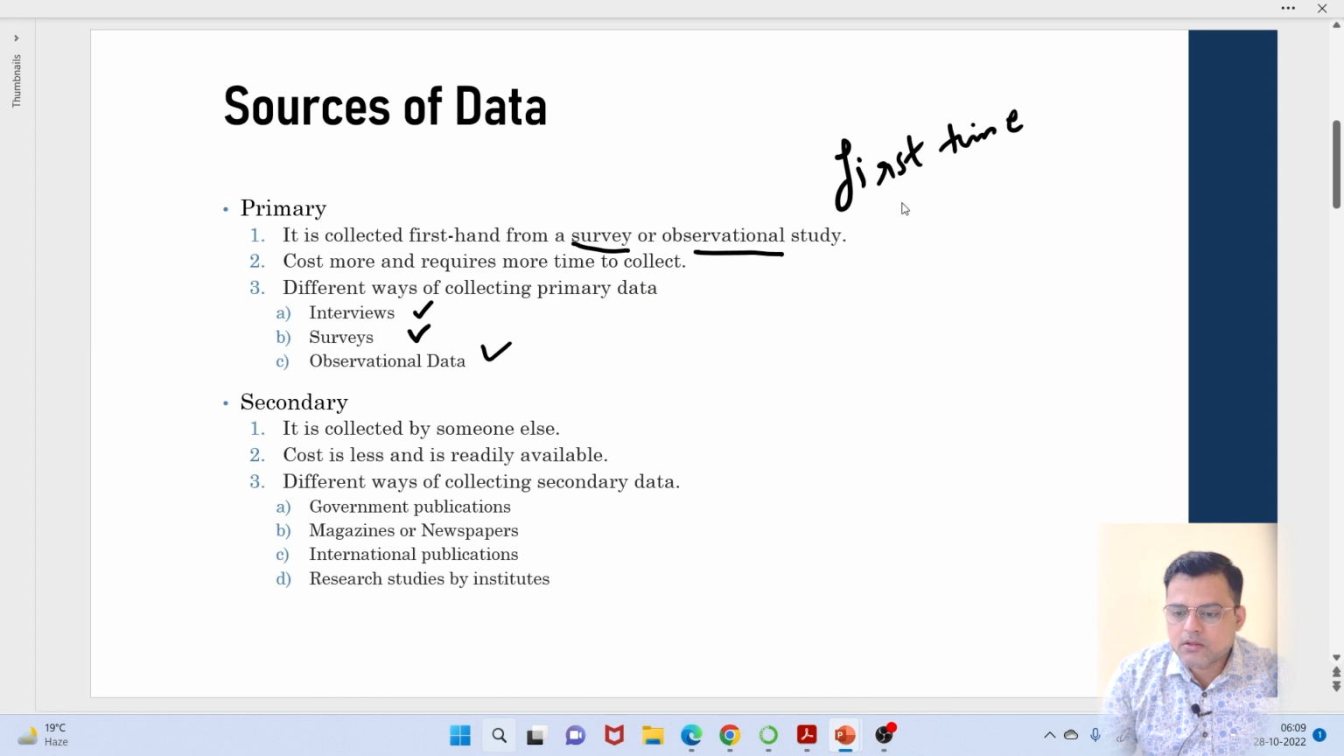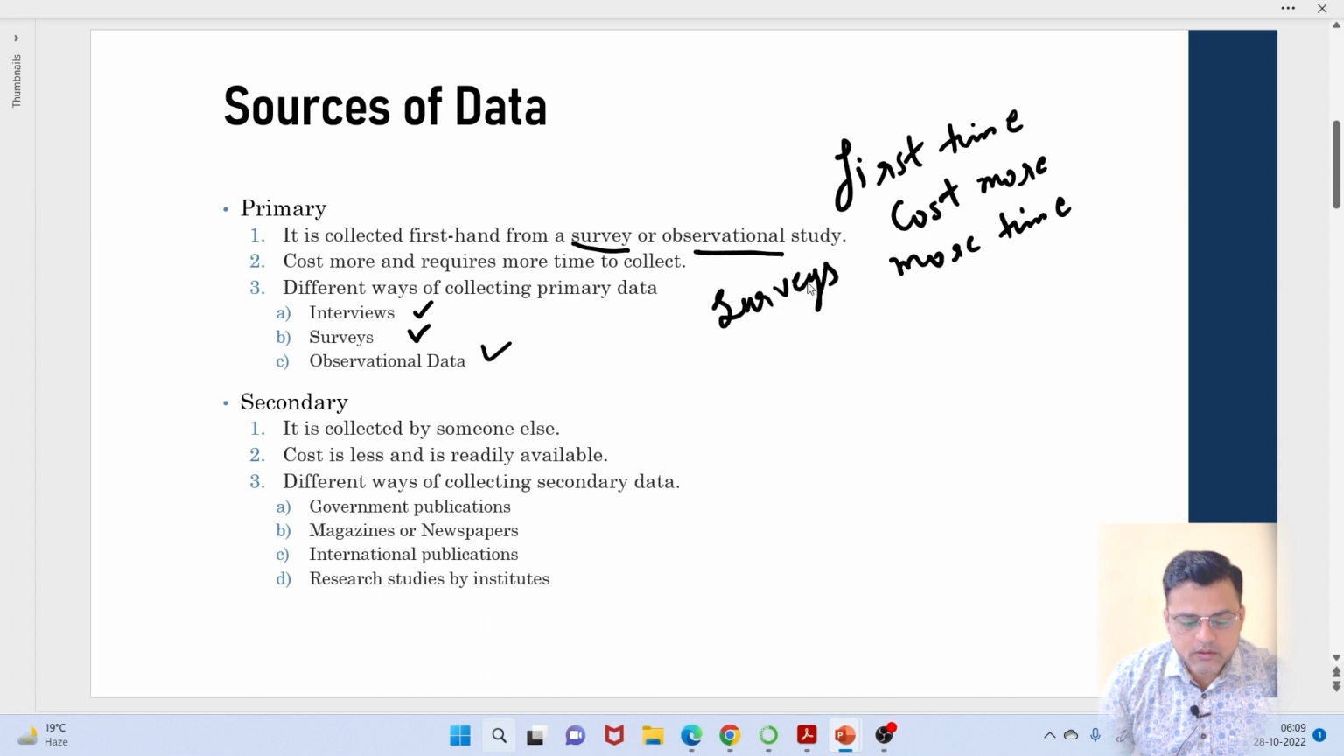And it costs more. The cost of collection of primary data is more because you have to go to the source and collect your data, and then it requires more time to collect the data. Now there are various ways in which you can collect the primary data. You can go and have your surveys. For example, if a company wants to do a customer survey for a brand, they can plan their survey and get feedback from the customers.